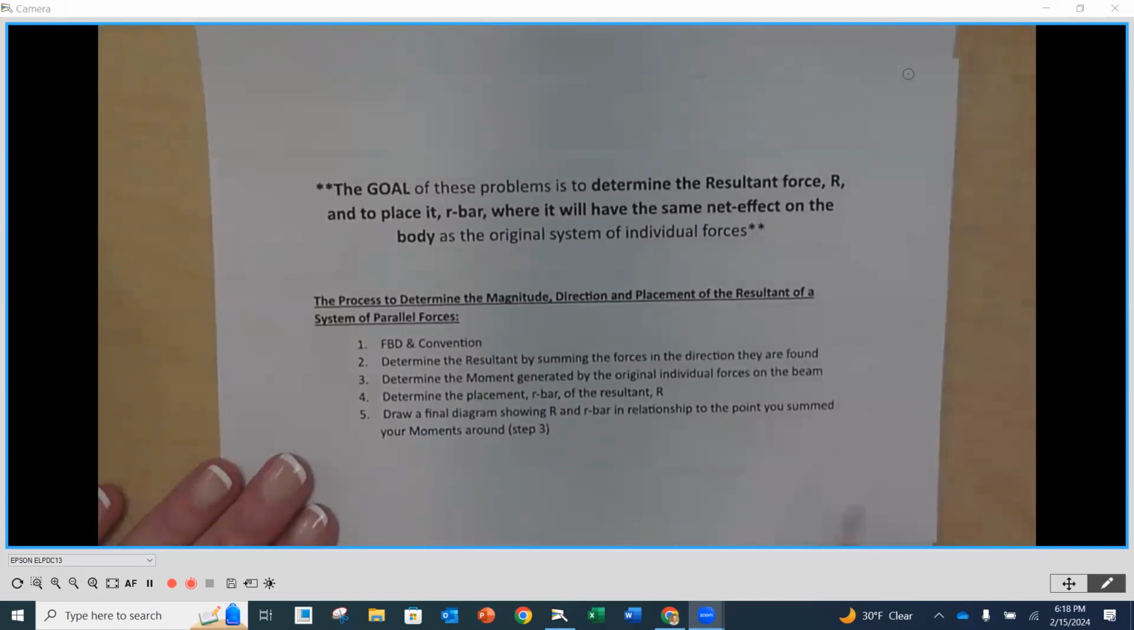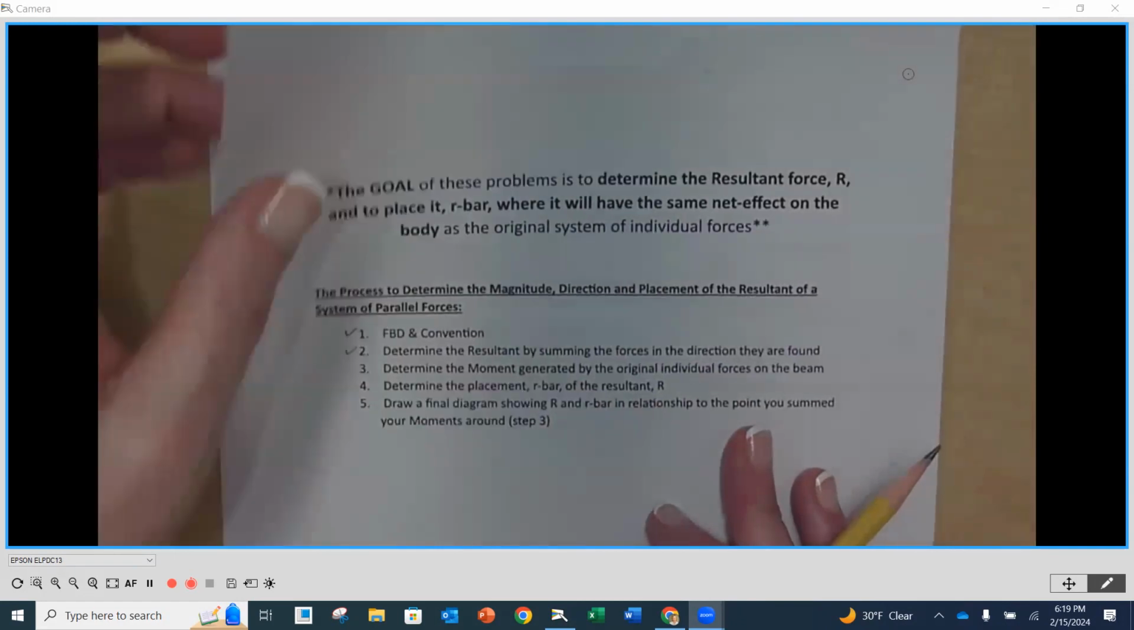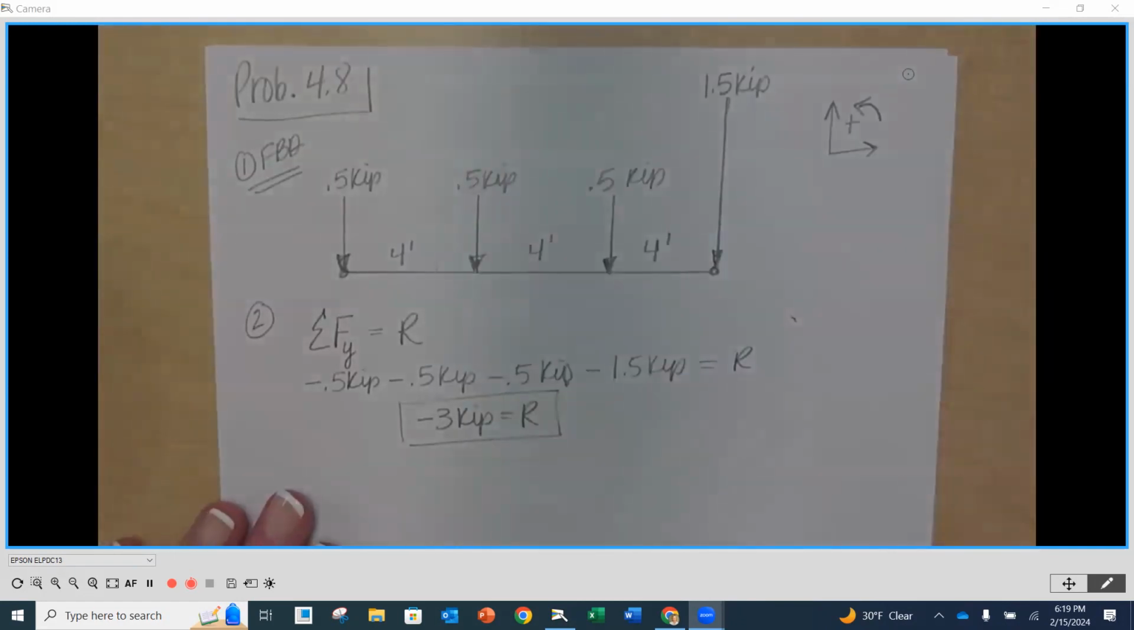Now, if we go back to page 11 and look at our process underneath here, we did our free body diagram. We determined our resultant. So step number 3 is we're going to determine the moment generated by the original forces. Okay, so our step number 3, we're going to sum our moments.